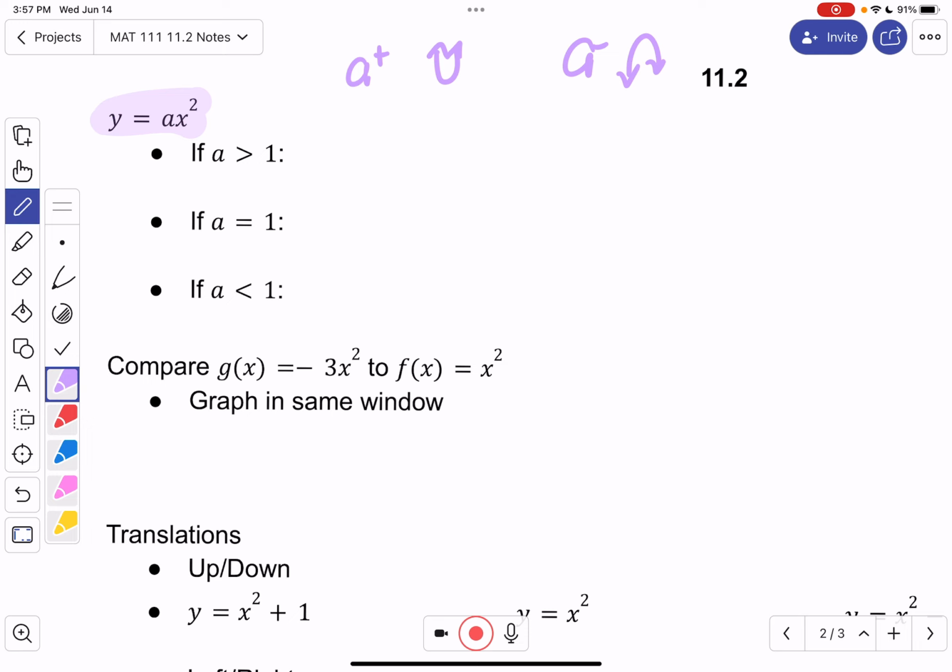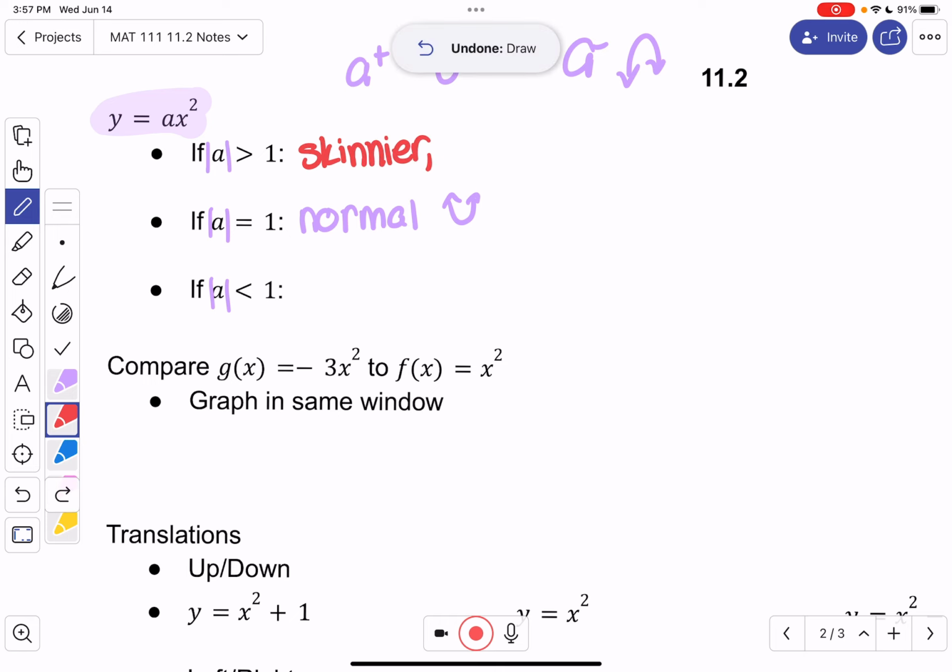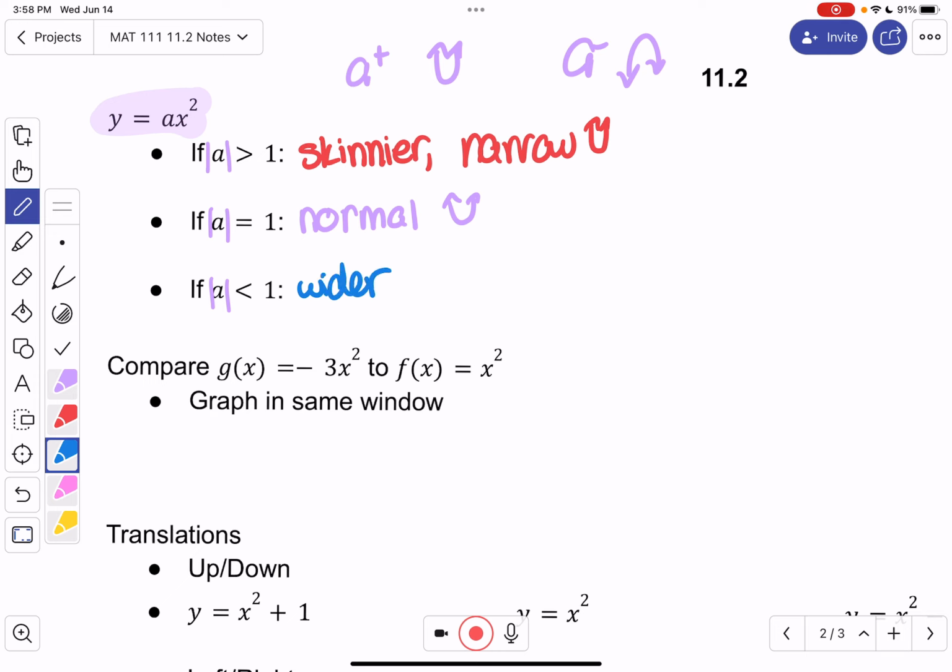Now that we've paid attention to that, we can look at the absolute value to decide how fat or thin the curve will be. So if a is 1, we have what we call a normal u. It's just the standard width. If a is bigger than 1, then it's going to go up faster. So it's going to be skinnier or more narrow. And then if a is less than 1, it's going to be wider, looking more like this.